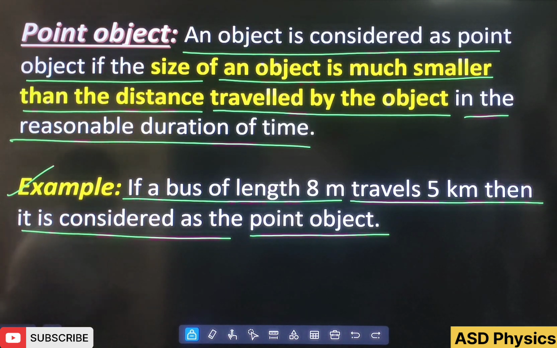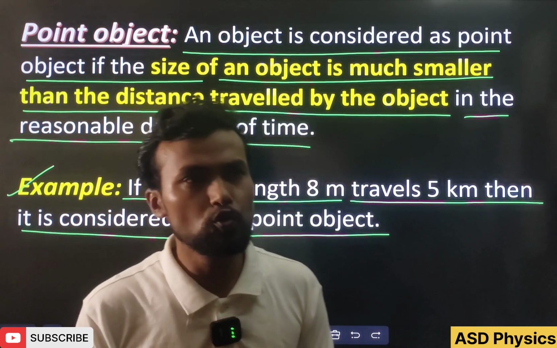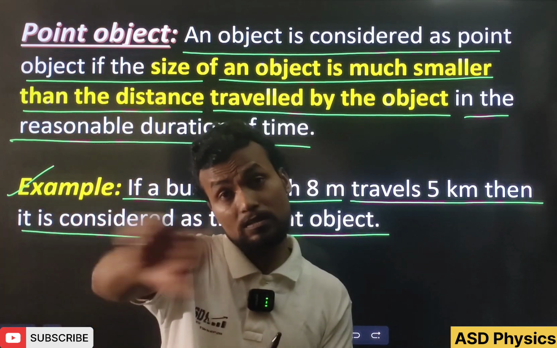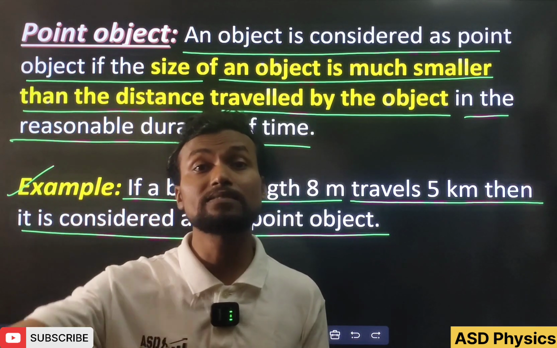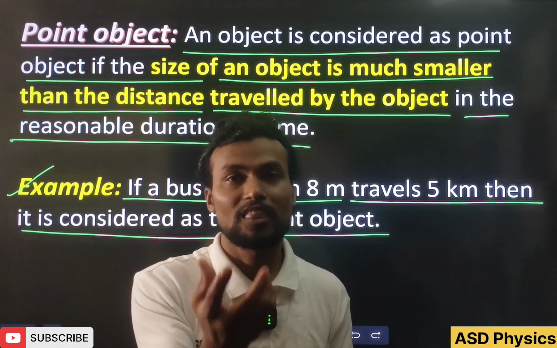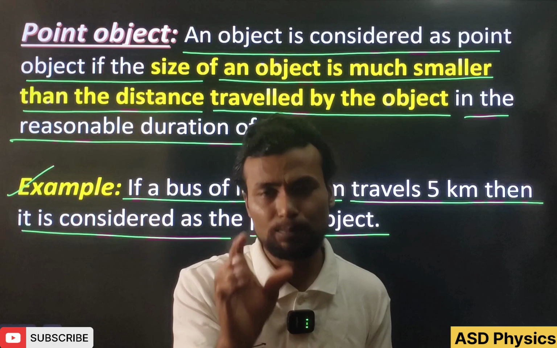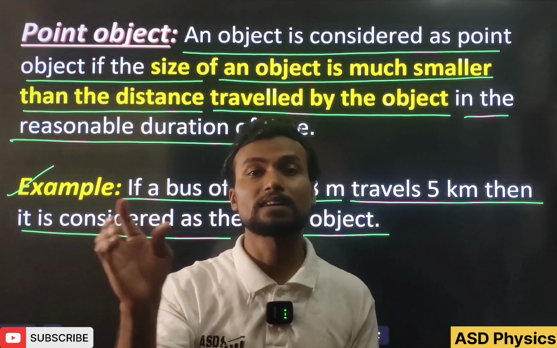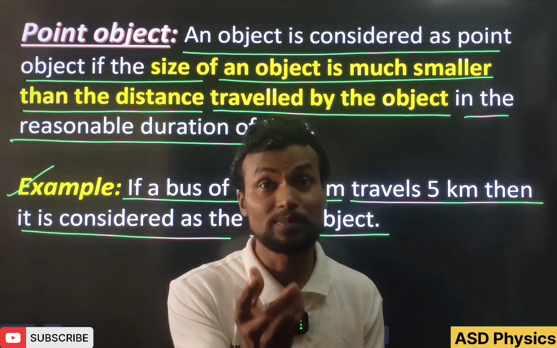Okay, similarly if we talk about the earth, earth is very large, but if you see the distance traveled by the earth during one revolution, that distance is very large compared to the shape and size of the earth. So in this situation even earth can also be considered as a point object. Very simple concept is that the distance traveled by the object should be much larger than the shape and size of the object, especially the size.